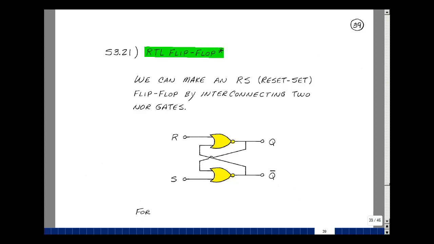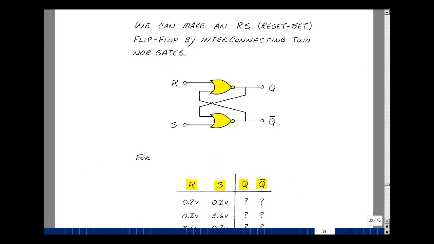You can make an RS flip-flop, which is a reset set flip-flop, by interconnecting two NOR gates in the following way. The RTL version of this was taken from a magazine article in Radio Electronics in volume 58, number 6, entitled Working with Flip-Flops by Ray Marston.